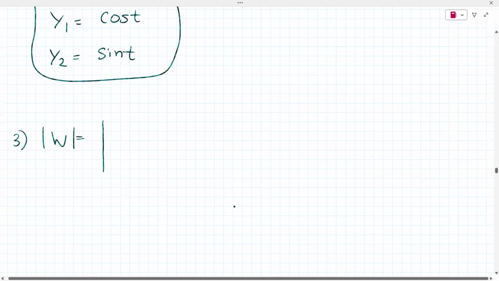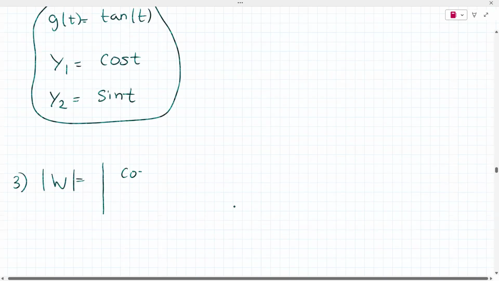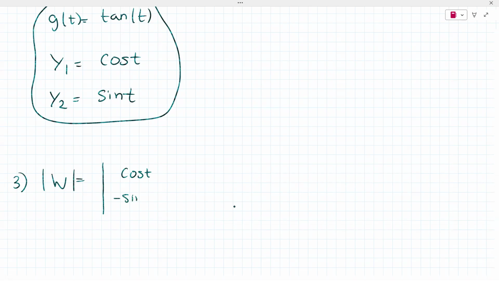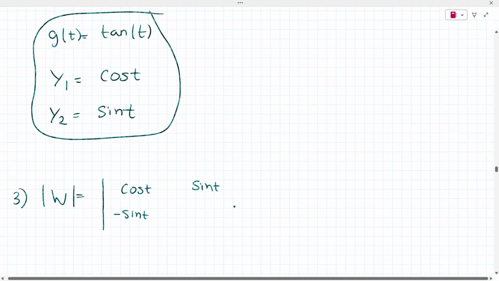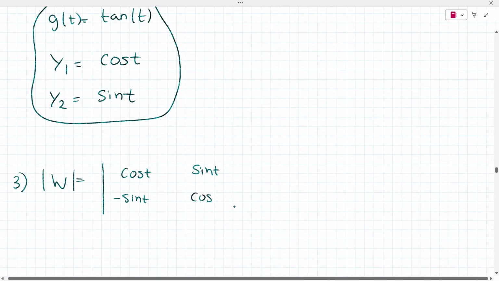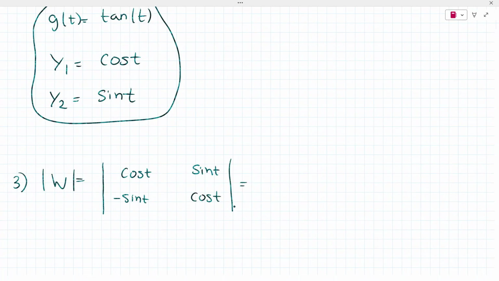So my y1 was given as cosine of t, and then the derivative of cosine t, y1 prime, is negative sine of t. My y2 is sine of t, and my y2 prime, the derivative of sine t, is cosine of t. This is a very easy fix to find the determinant of a 2 by 2. So just cross multiply: cosine of t times cosine of t minus, you can put a bracket if you like, negative sine of t times positive sine of t.